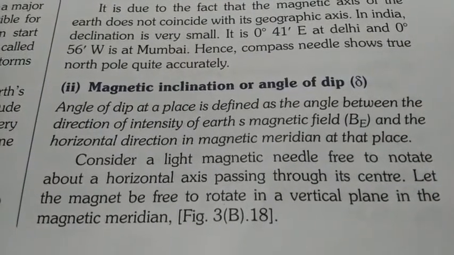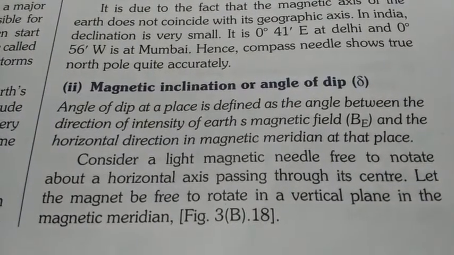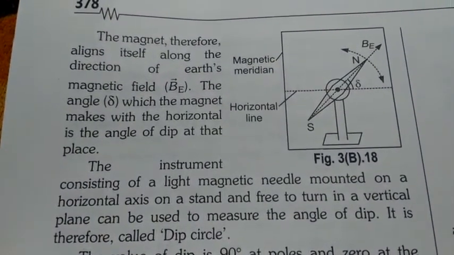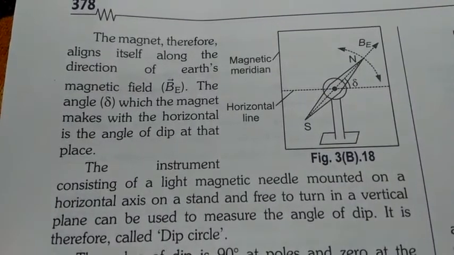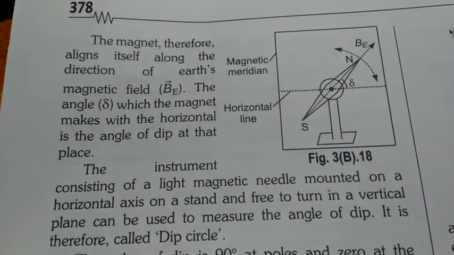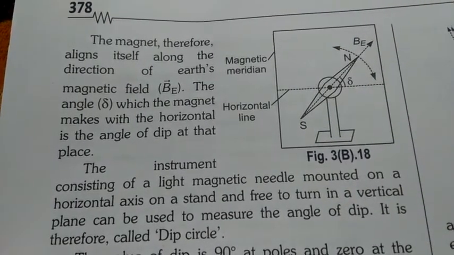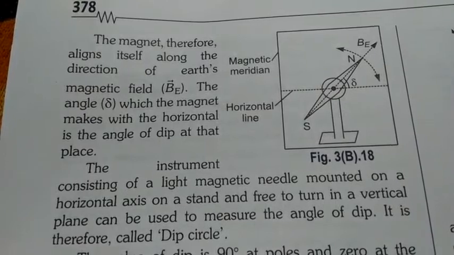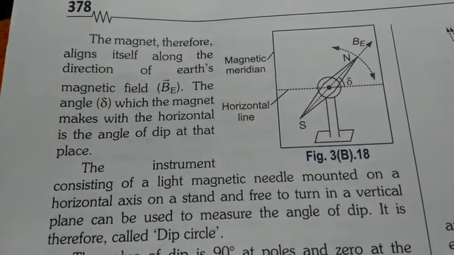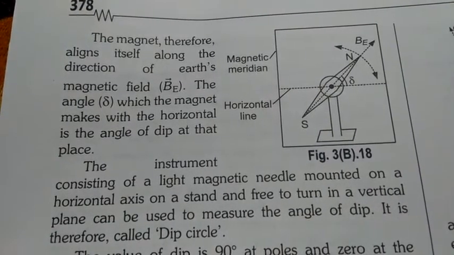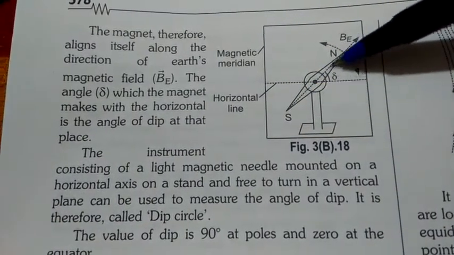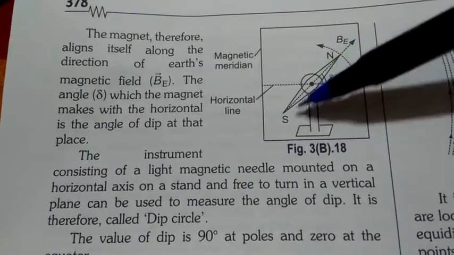So here in this case, the needle is not horizontal but vertical. You can clearly see that in this diagram, figure 3b.18. The magnet therefore aligns itself along the direction of Earth's magnetic field. The angle which the magnet makes with the horizontal is the angle of dip at that place. And obviously, because the magnetic field strength is different at different places, the value of the angle of dip will also be different.